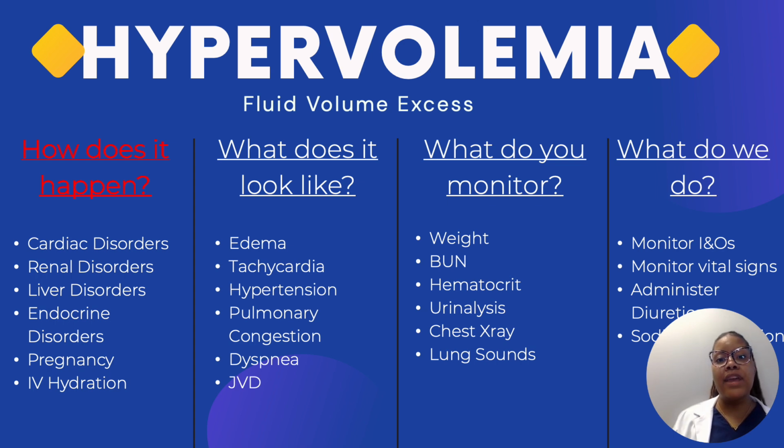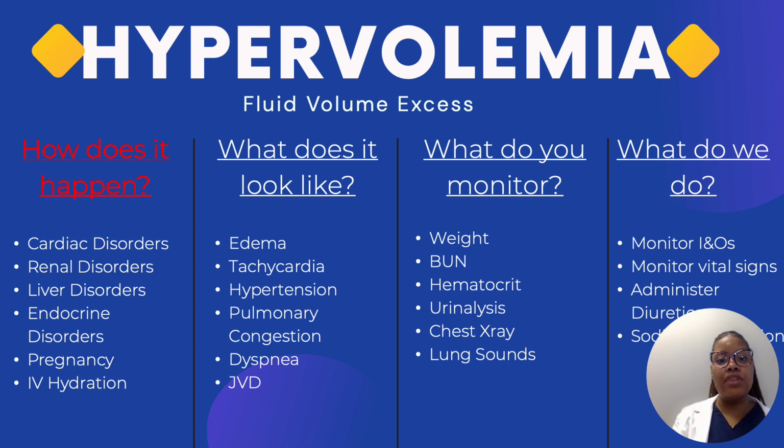So you could have a weak heart and that fluid begins to back up in the lungs and in the extremities. You could have renal disorders such as chronic kidney disease, where your kidneys cannot excrete the excess fluids, leading to overload. They could also have liver disorders such as cirrhosis. So if a patient has a low albumin, that causes fluid to shift with ascites and edema.